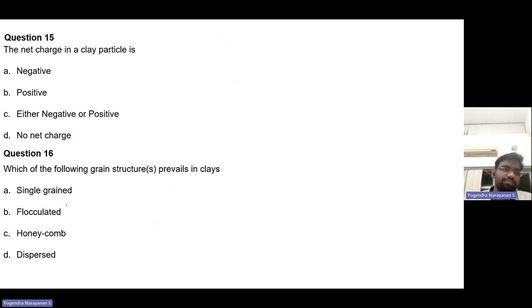Moving on to the next question. The net charge in a clay particle is: option A, negative; option B, positive; option C, either negative or positive; option D, no net charge.